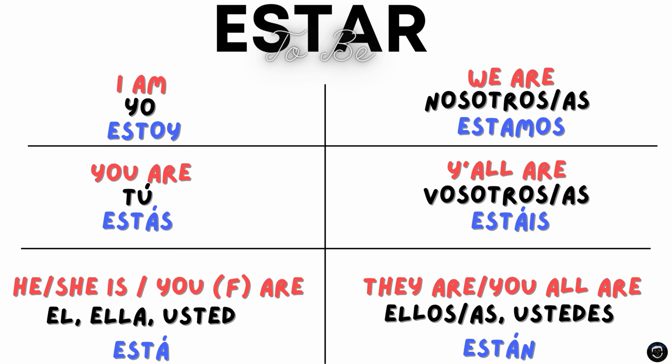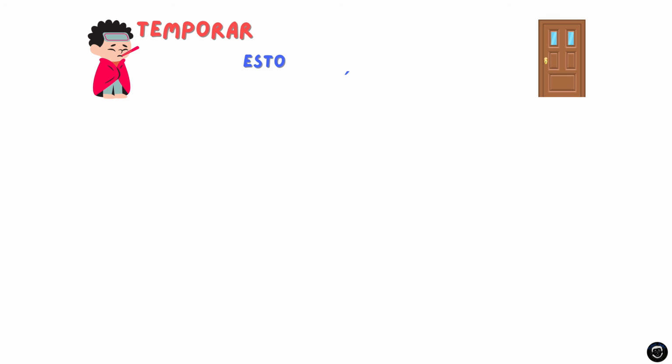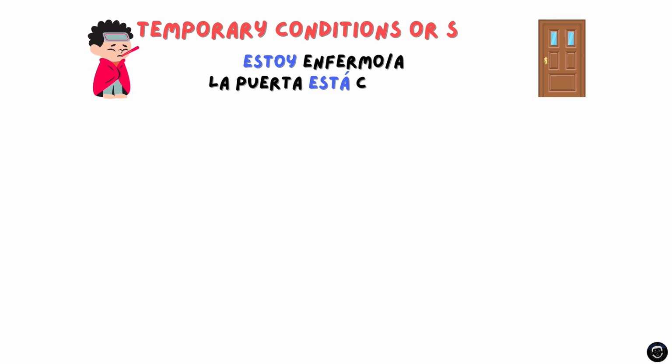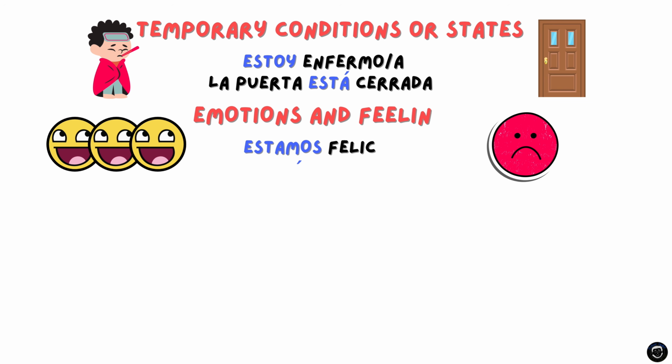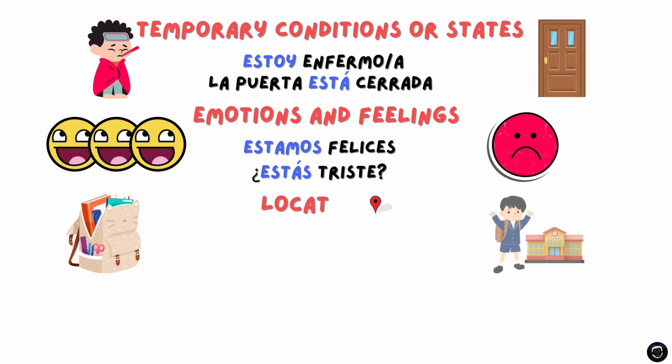Excellent. Now that you know how to conjugate estar, it's time to find out when to use it. We use estar in the following situations: to describe temporary conditions or states, for example, estoy enfermo, I am sick, la puerta está cerrada, the door is closed. To express emotions or feelings, estamos felices, we are happy, estás triste, are you sad?